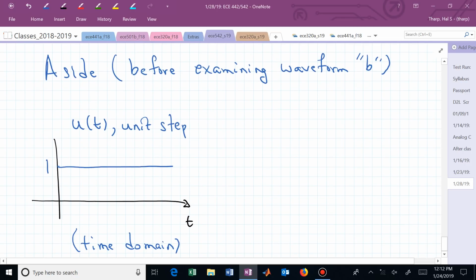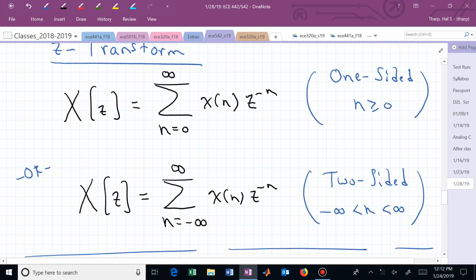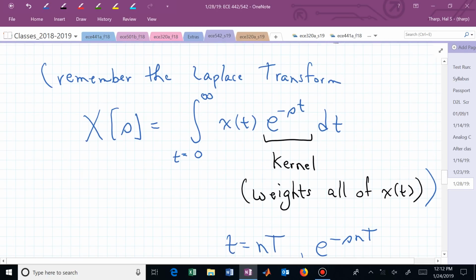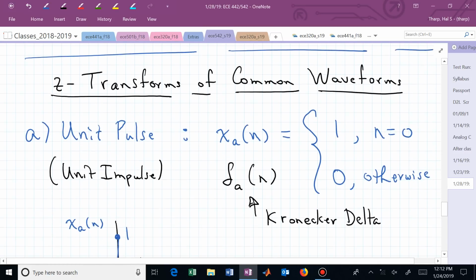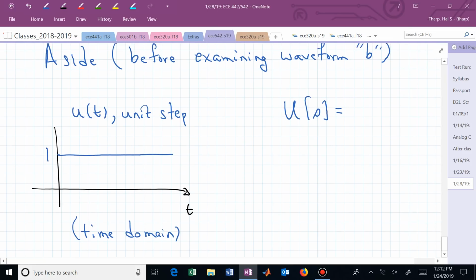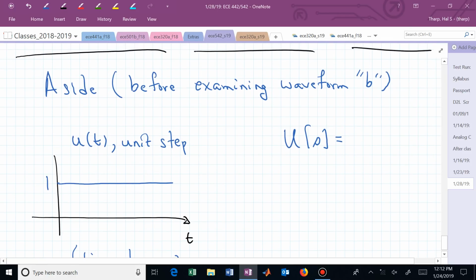Now go back in your memory bank and tell me what is the Laplace transform of this waveform. What is capital U of s? If you don't remember from your memory bank, you could go back to the definition of the Laplace transform, and hopefully, using your calculus, you do remember your calculus. You can now compute the Laplace transform of this unit step. This is now 1 over s.